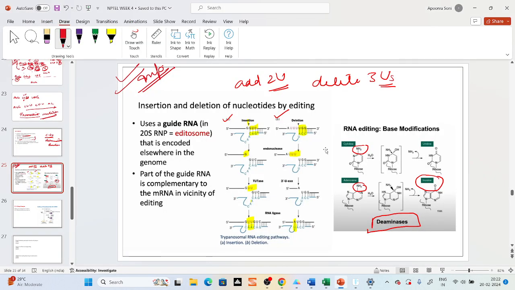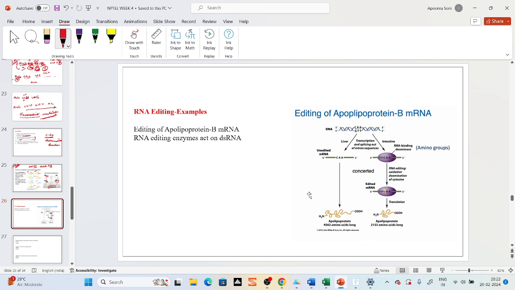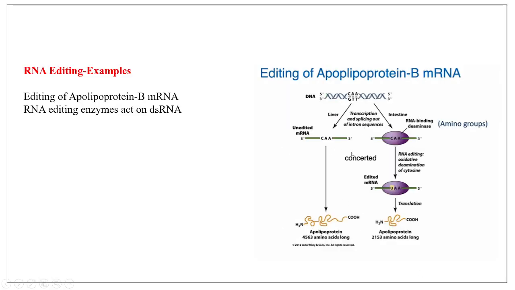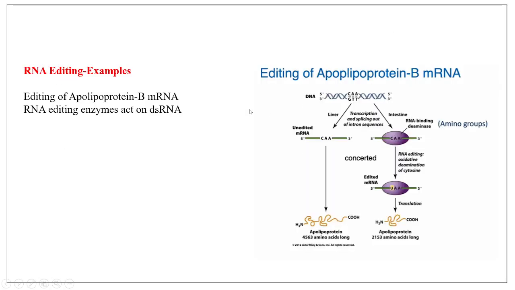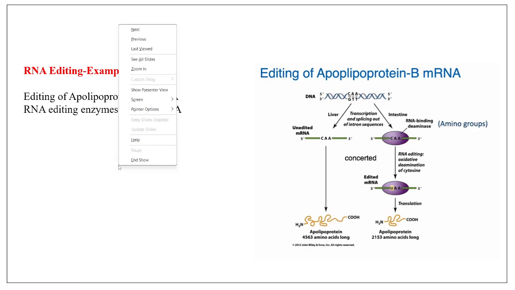So this concept is very important to understand for RNA editing. Okay, so we have an example again. If you go through your online recorded lectures, you will see that there are a lot of recorded examples. One such example that I have taken is the editing of apolipoprotein B.